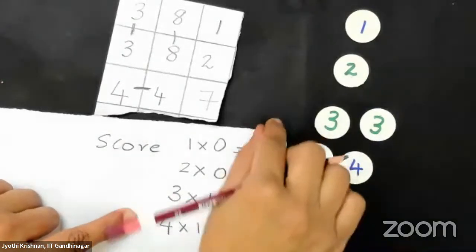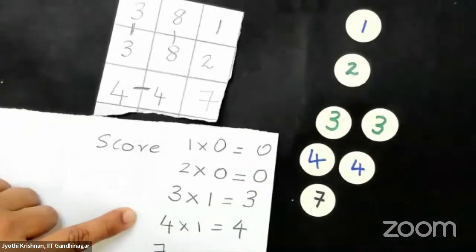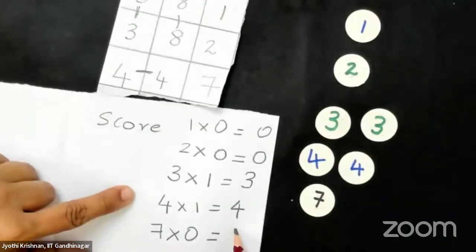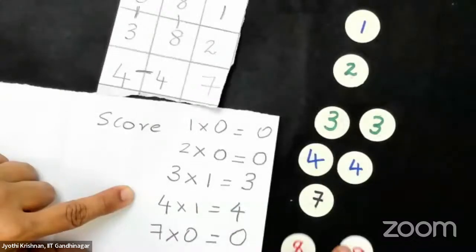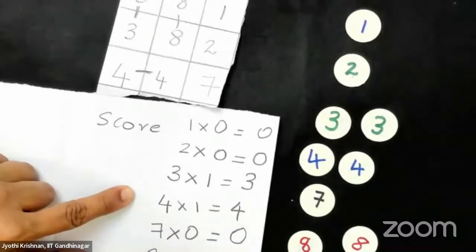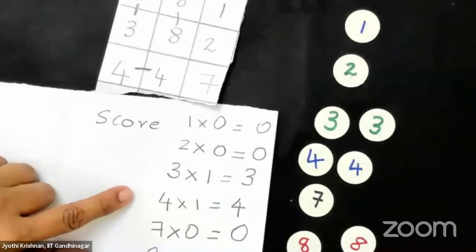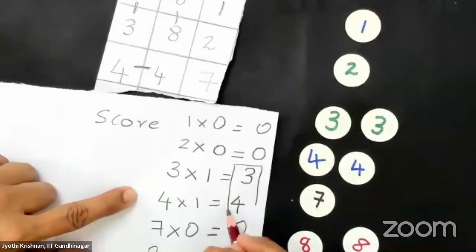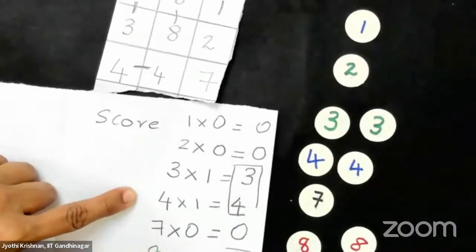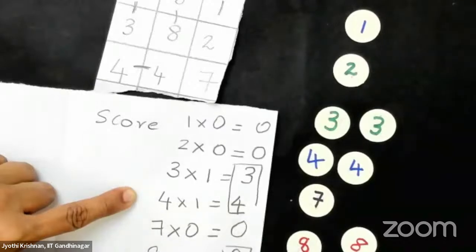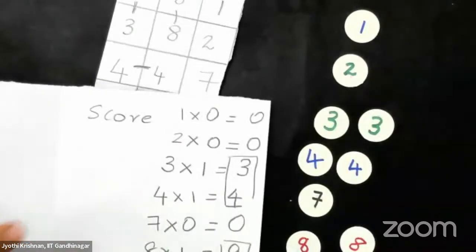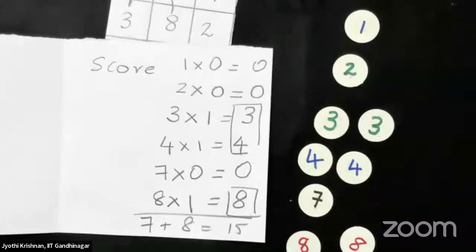Okay. And then we have 7, but there is only 1 7. So no link. So 7 times 0 is 0. And then we have 8. How many links are there between 8? 1 link is there. So let's do the total. So 3 plus 4 is 7, and 7 plus 8 is 15. So the total score is 15. Okay, so everyone was right who wrote 15 points in the chat box. So we hope the rules are clear now.